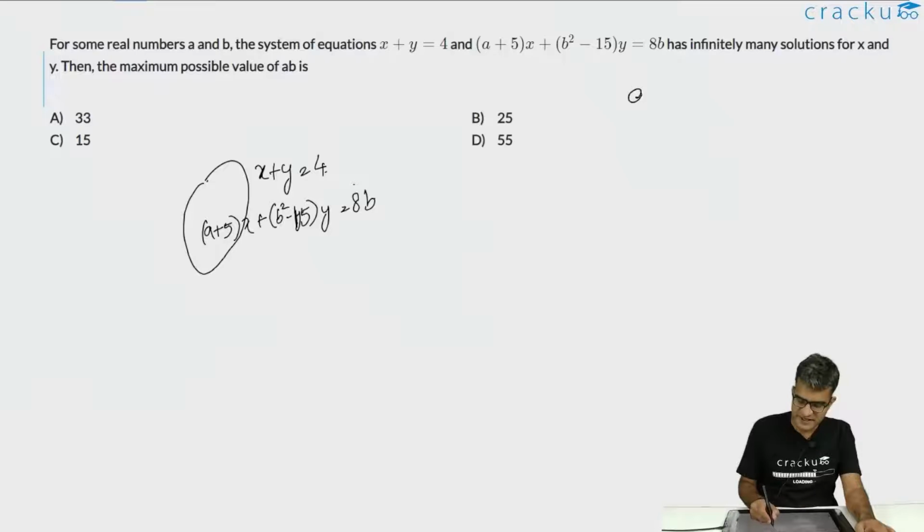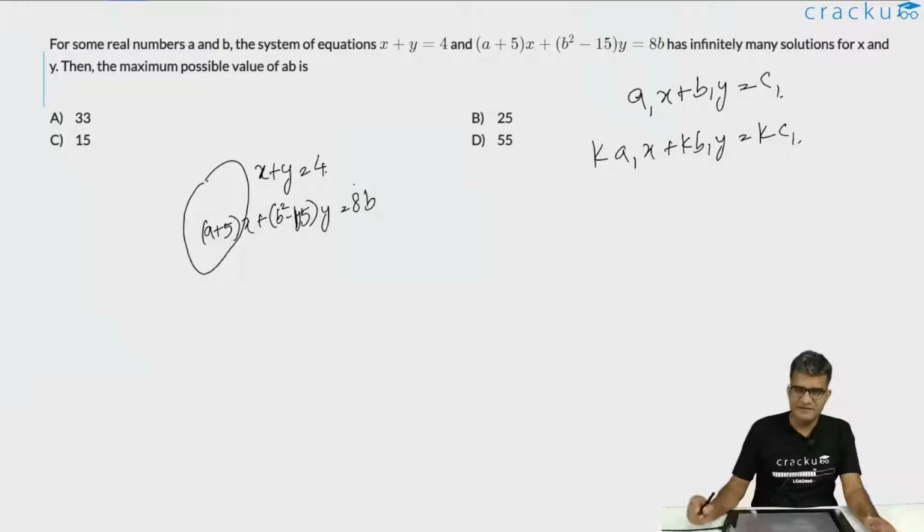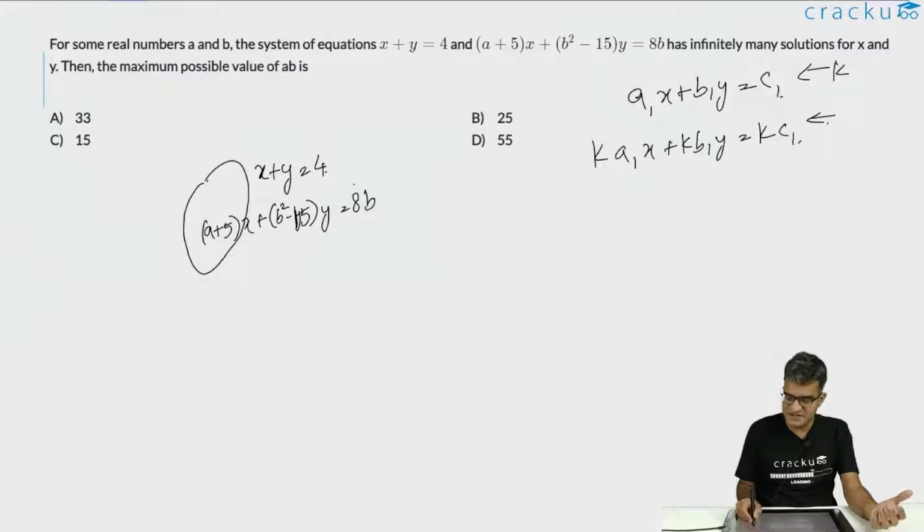Essentially, if you have a1x plus b1y is equal to c1, and you have another equation which is basically k times a1x plus k times b1y is equal to k times c1, we did not get any new information with the second equation. We have just multiplied the first equation with k to get the second equation. So then this system of equations has infinite solutions.